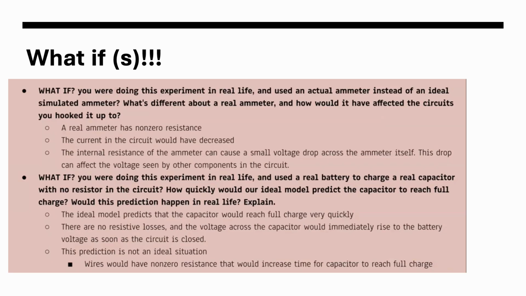Now, here are the what ifs. What if you were doing this experiment in real life and used an actual ammeter instead of an ideal simulated ammeter? What's different about a real ammeter, and how would it affect the circuits you hooked it up to? Well, a real ammeter actually has a non-zero resistance. The current in the circuit would have decreased, and the internal resistance of the ammeter can cause small voltage drops due to the ammeter itself. And so this drop would affect the voltage, and it would affect some of the other components in the circuit.